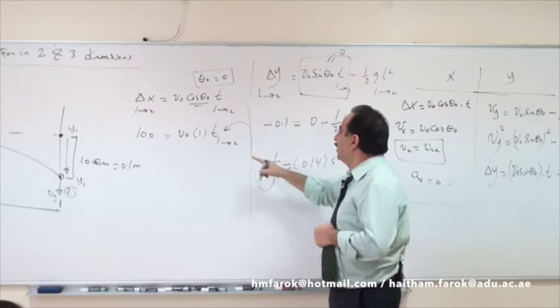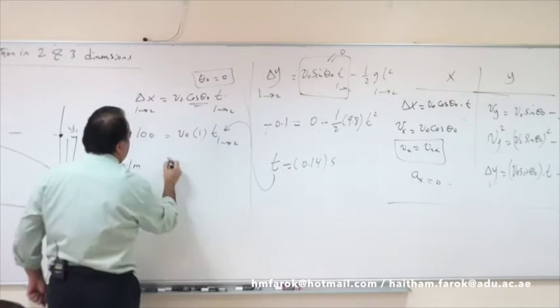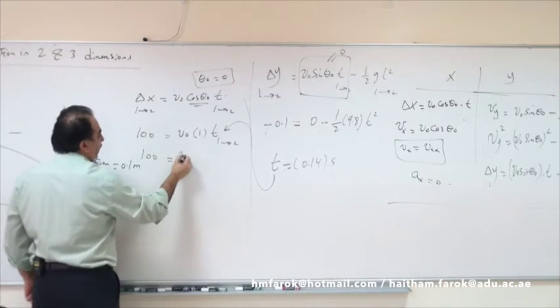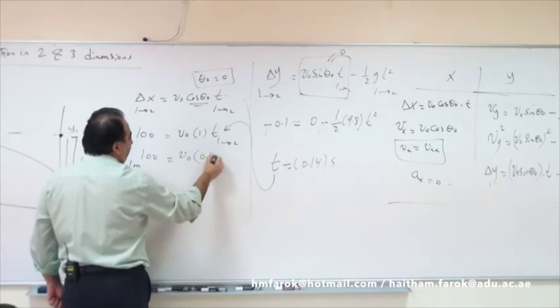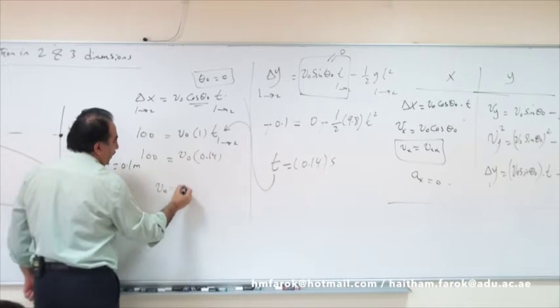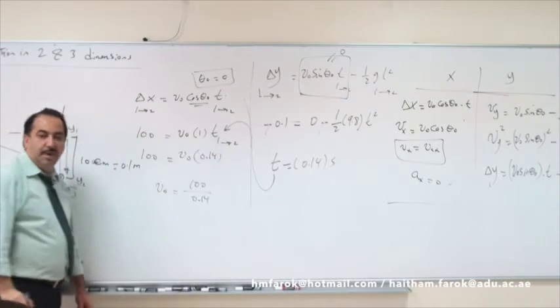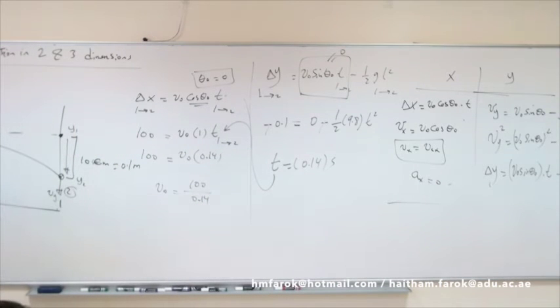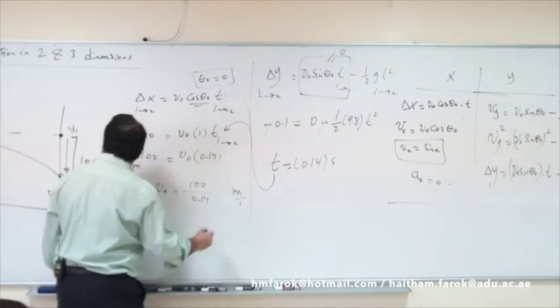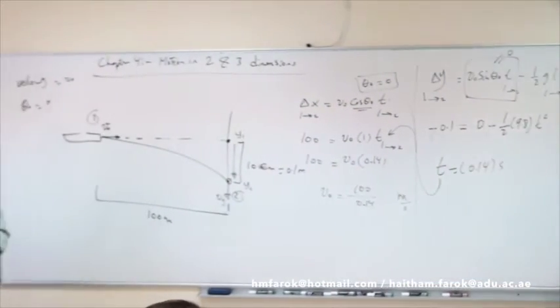0.14 second. You put here, back, 100, V naught multiply 0.14, you find V naught, which is 100, 14, yeah? We finished the question or not? Finished, yeah? Okay, now, what are the other questions you can answer here? Find what?